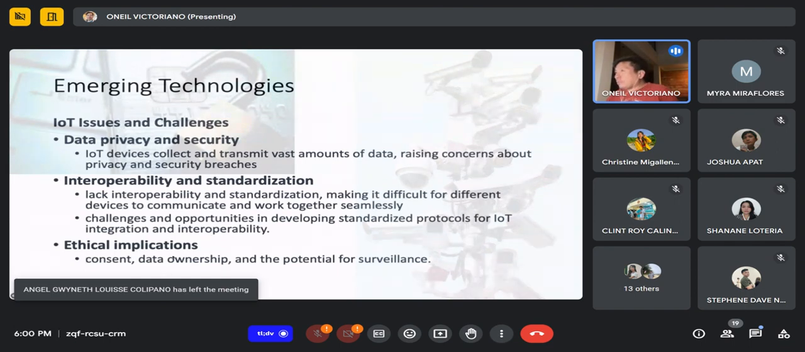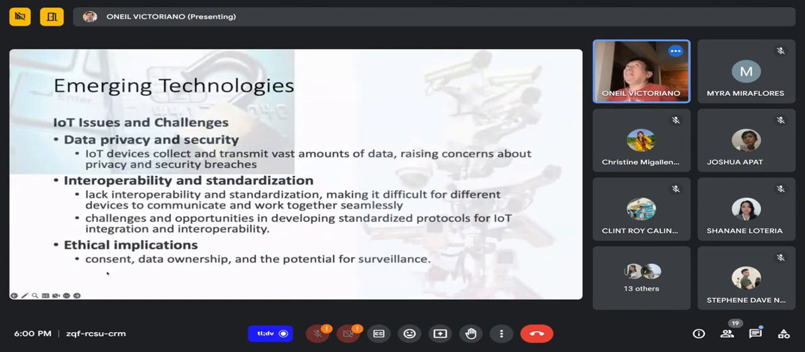And of course, last would be ethical implications. Basically, how do we give consent? Can you just be captured by CCTV, and then your face is shared, and then you find out you're part of a wanted list? Another is looking at the data, how data will be owned by different organizations or different departments. And of course, looking into surveillance.